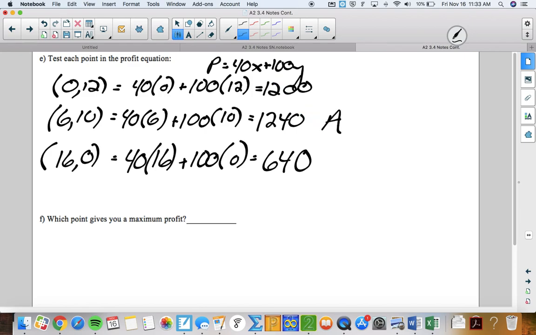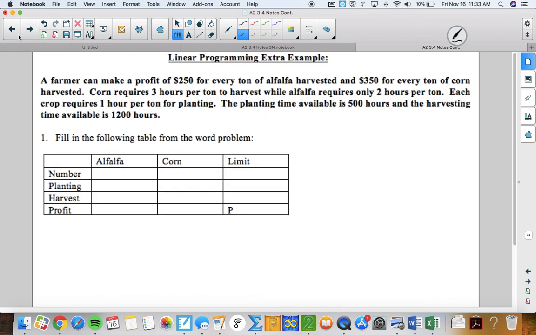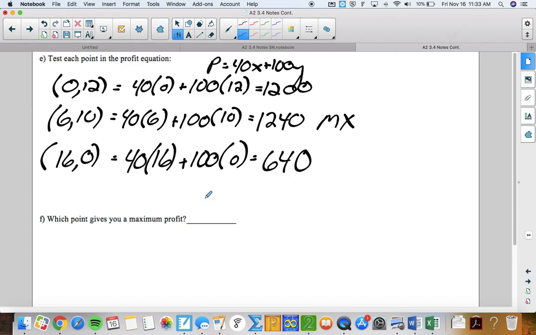So our maximum profit is going to be right here. Whoa, that's not how you spell max, but that was creative. What gives you the maximum profit is going to be 6. I forgot what X was now. 6 was pastels, yeah. So, 6 pastels and 10 watercolors.